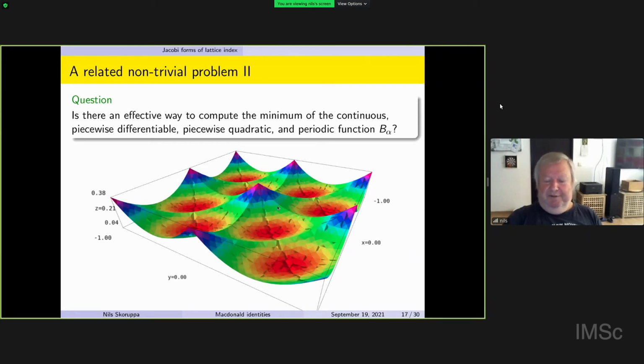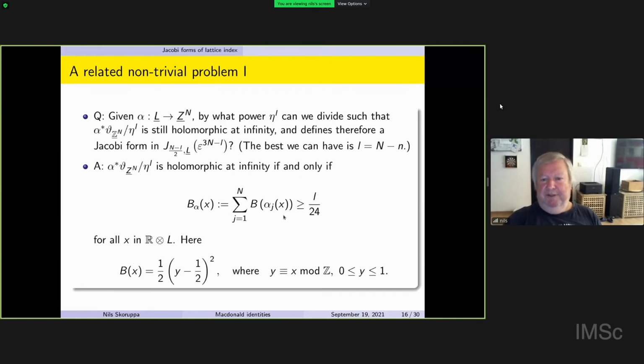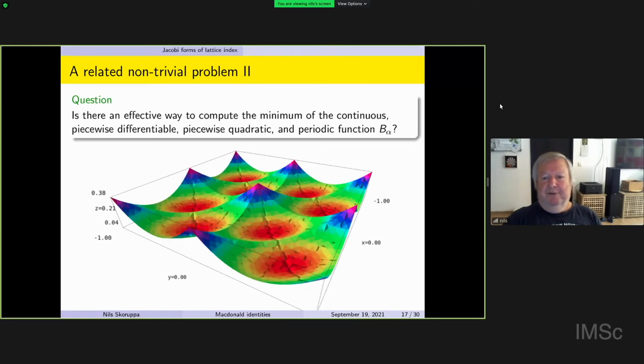And the point is, when we just want to apply the criterion that I put here, then we obviously have to calculate the minimum of this function for all x in the R vector space generated by the lattice, or in some fundamental mesh, because this function is periodic with respect to the lattice. So the question is, is there any effective way to compute the minimum? Of course, one can compute the minimum.